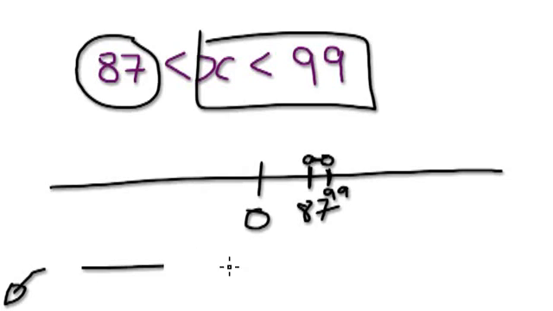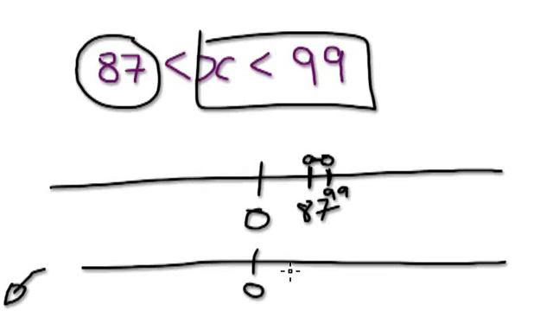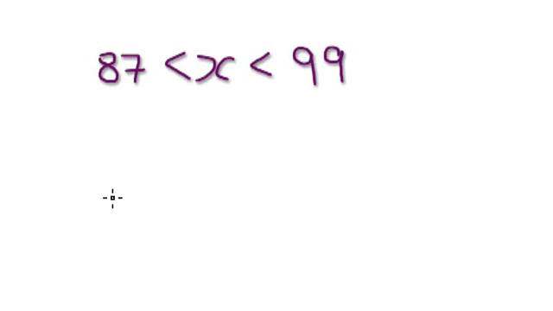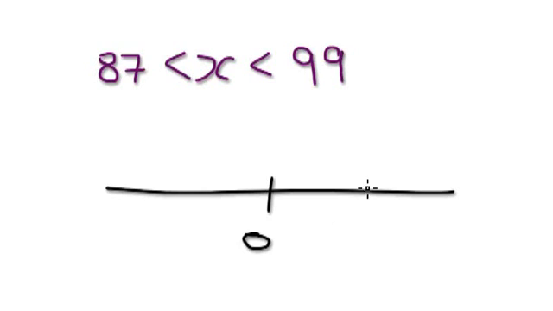Well, you don't have to draw your scale like this: 1, 2, 3, 4, 5, 6. You can just draw your scale to be 87, 88 here, so 99 can be around here. It doesn't have to be perfect. It's just a rough drawing. Okay, so next one here.